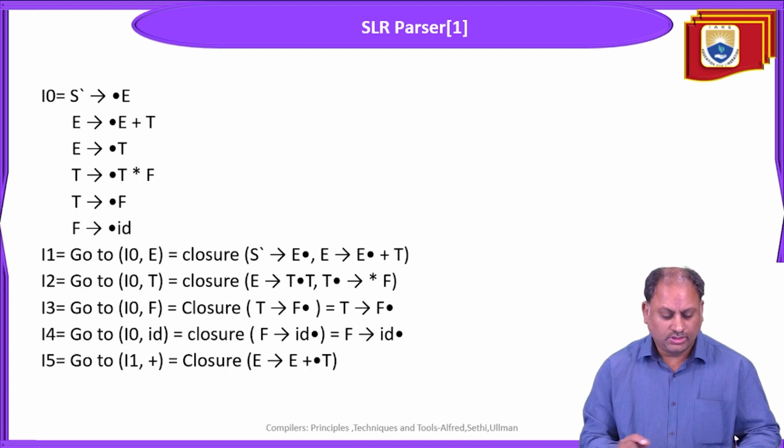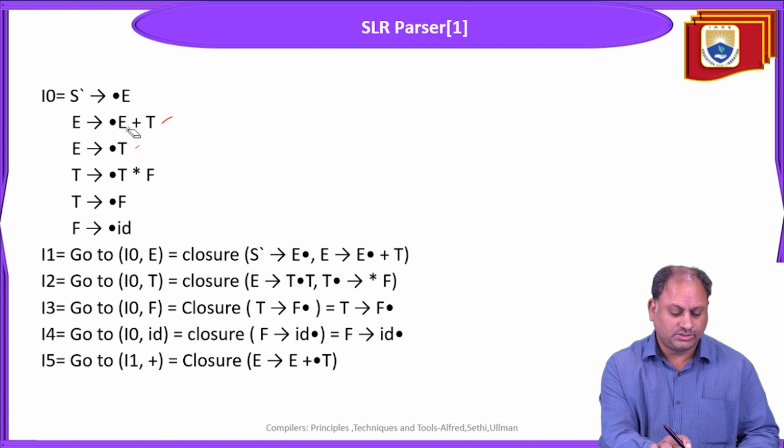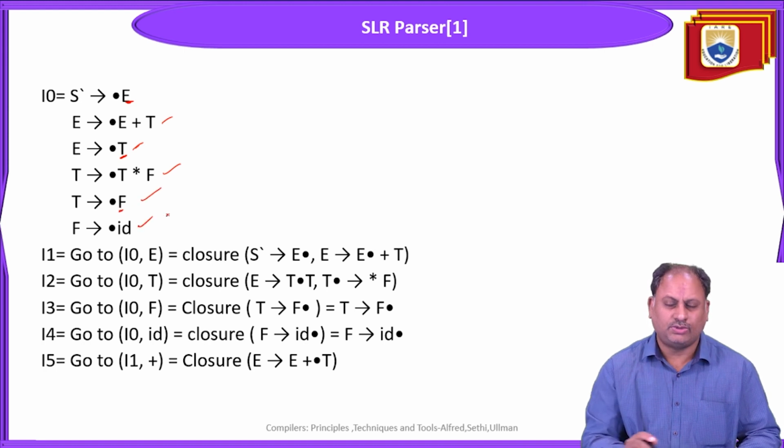So what is the E? We have written the two productions for this case. Next T, these two productions. Next F, this production. So the I0 state is completed.